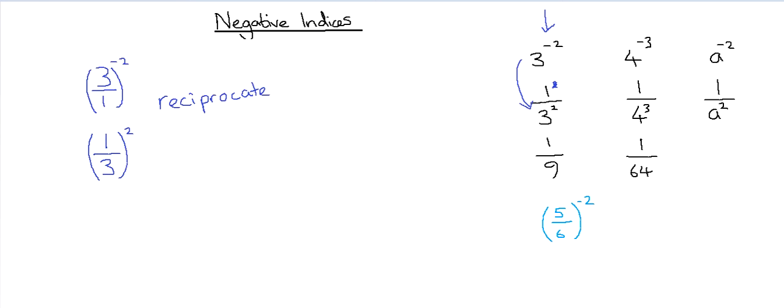Okay, you reciprocate quite a lot in maths, especially when dividing fractions. The reciprocal of a number is what you times by to make it equal 1. So the reciprocal of 3 is a third, because when we times them, it equals 1.